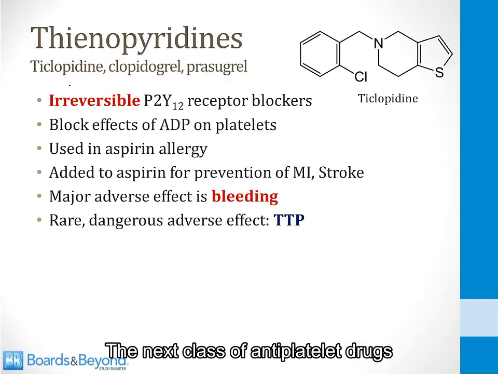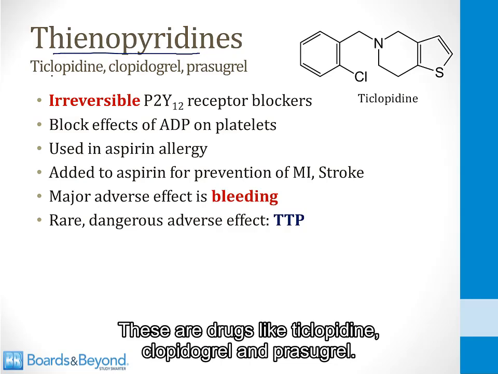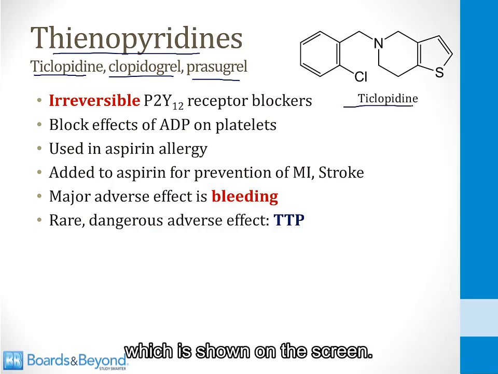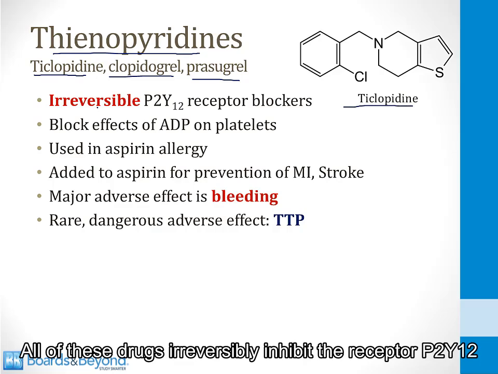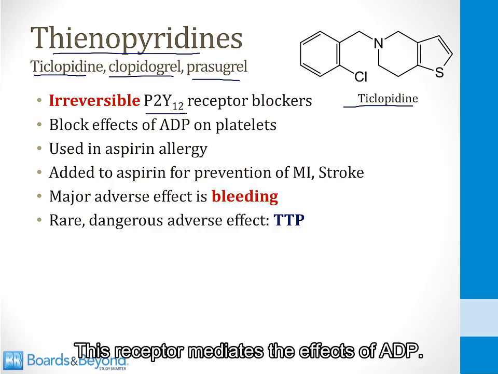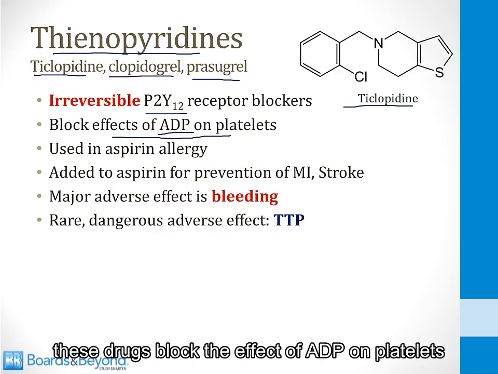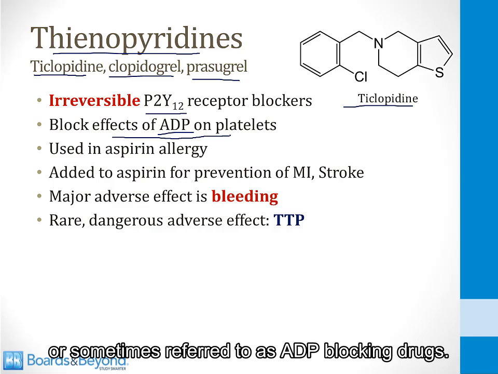The next class of antiplatelet drugs are the thienopyridines. These are drugs like ticlopidine, clopidogrel, and prasugrel. They all have a chemical structure similar to ticlopidine, which is shown on the screen. All of these drugs irreversibly inhibit the receptor P2Y12 found on platelets. This receptor mediates the effects of ADP. So by blocking this receptor, these drugs block the effect of ADP on platelets. They're sometimes referred to as ADP blocking drugs.